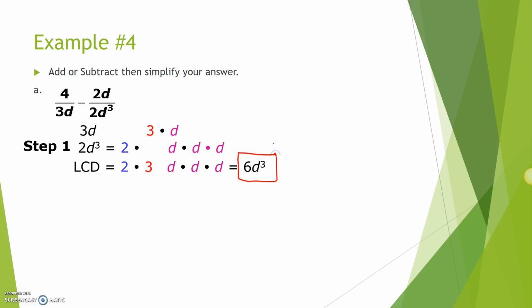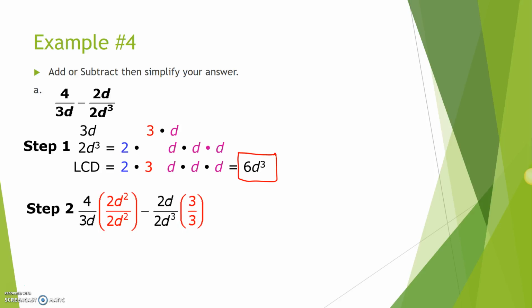We take 2 times 3 times d times d times d, which our least common denominator is going to be 6d to the third. Then our next step is we are going to multiply these denominators by a situation that would give us my least common denominator. So 3d times 2d squared is going to give me my 6d to the third. Similar to when we're adding and subtracting fractions, we're going to multiply by 2d squared for the numerator and denominator to get that 6d to the third.